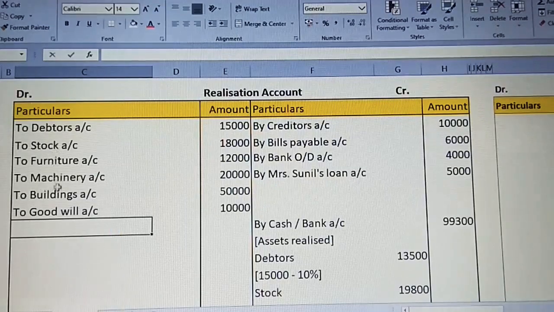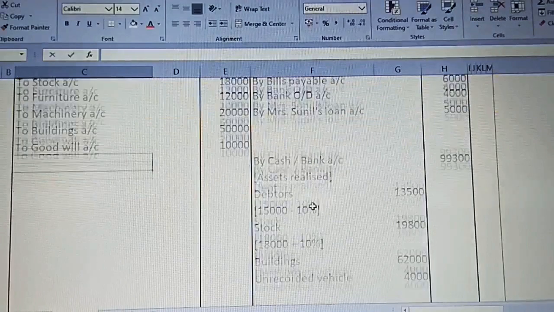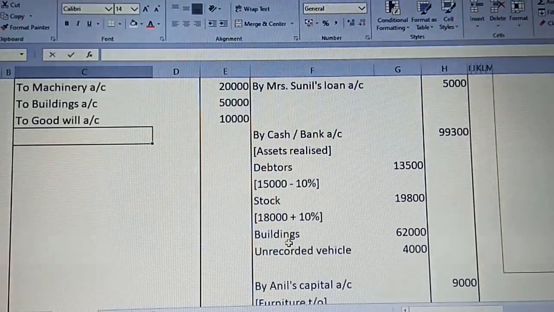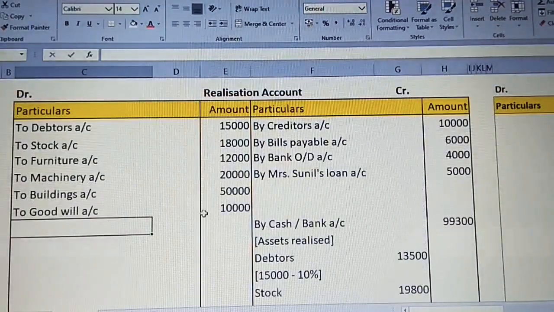One, two, three, four, five, 6 items are here. So we have to check whether all the 6 items have been realized. 1, 2, 3. Unrecorded you have to just skip because it is not recorded. Okay. So 1, 2, 3, 4. 4 is being taken up. So what is the one which is left out here?